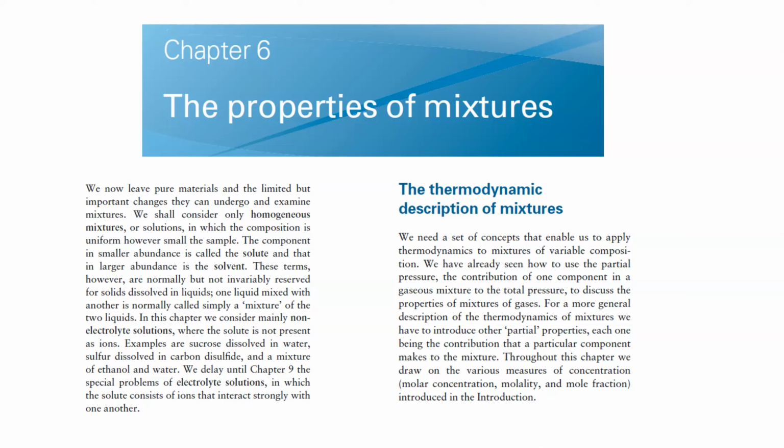These terms, however, are normally, but not invariably, reserved for solids dissolved in liquids. One liquid mixed with another is normally called simply a mixture of the two liquids. In this chapter, we consider mainly non-electrolyte solutions, where the solute is not present as ions. Examples are sucrose dissolved in water, sulfur dissolved in carbon disulfide, and a mixture of ethanol and water. We delay until Chapter 9 the special problems of electrolyte solutions, in which the solute consists of ions that interact strongly with one another.